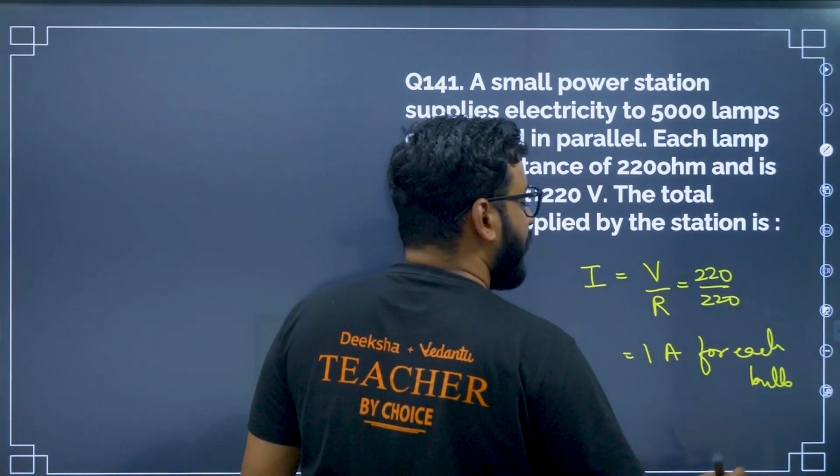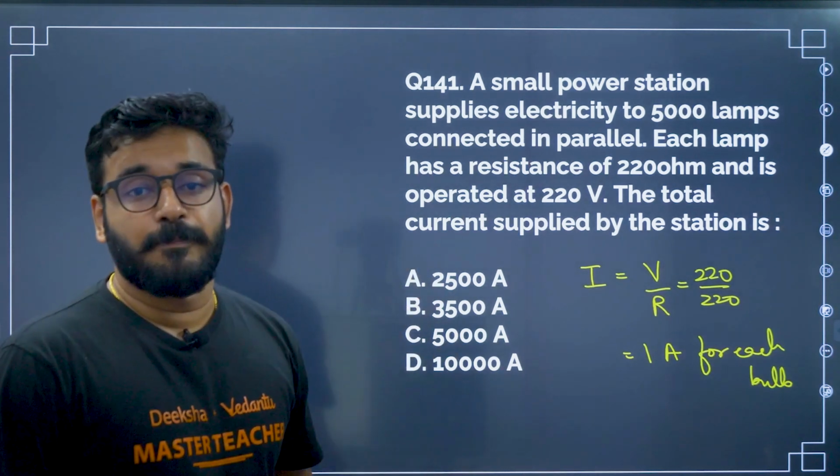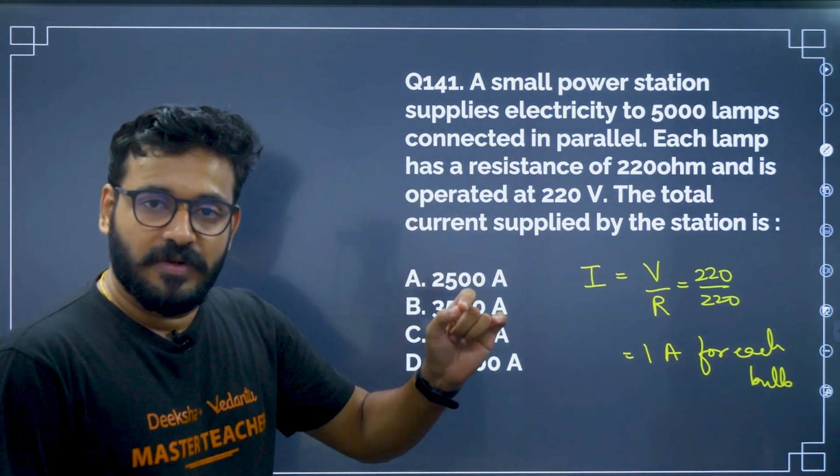A single bulb will get 1 ampere. So you can just guess how much 5,000 bulbs connected in parallel will get. All of them will get 1, 1, 1, 1, 1.